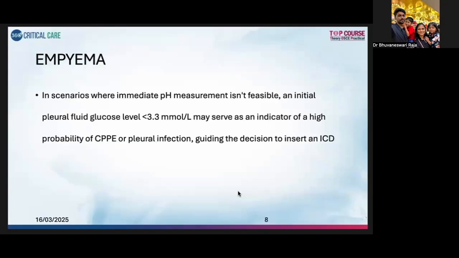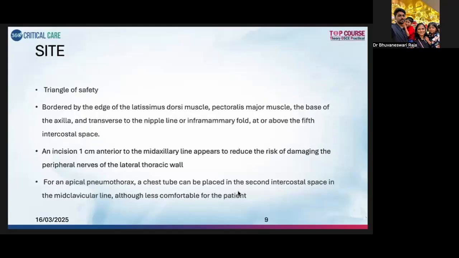If suppose you could not measure the pH, then you can also use the pleural fluid glucose value. If it is less than 3.3, then a high probability of CPPE is possible. So you have to put in an ICD.